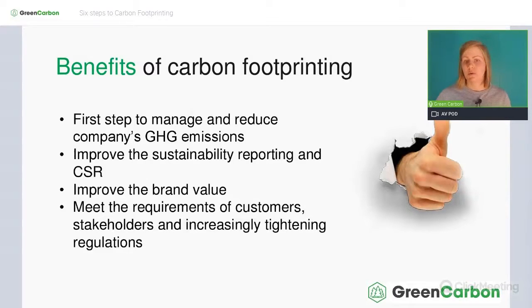Nowadays, we know that customers, stakeholders, and investors have a lot of requirements for companies to report also the climate impact. So we meet those requirements, and also the regulations are tightening all the time, and big companies should already report the scope 1 and 2 emissions. And the trend is that also scope 3 emissions should be included in the carbon footprint. So better start now than later.